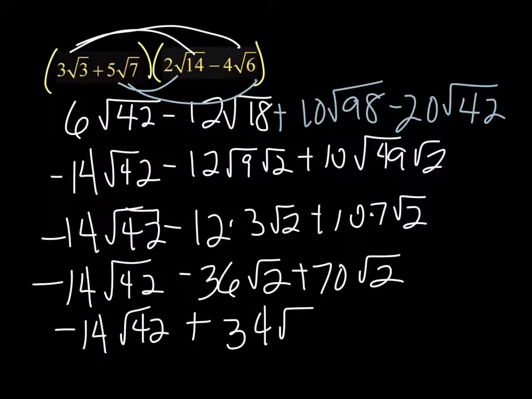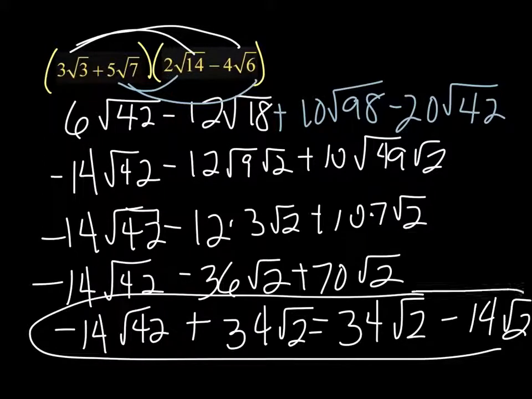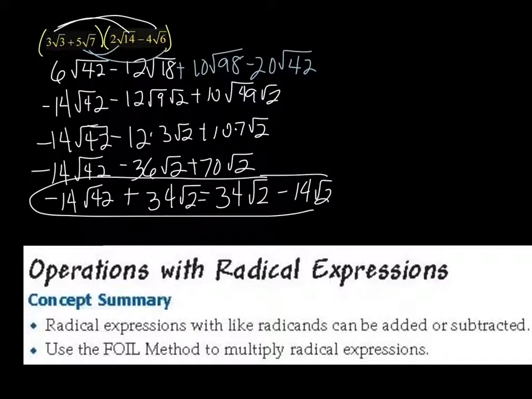And the back of the book really does prefer writing it in the other order, so you don't have a negative hanging out first, but mathematically they are the same thing. Radical expressions with like radicands can be added or subtracted, and we use the FOIL method to multiply radical expressions.